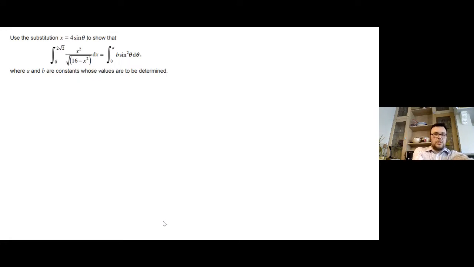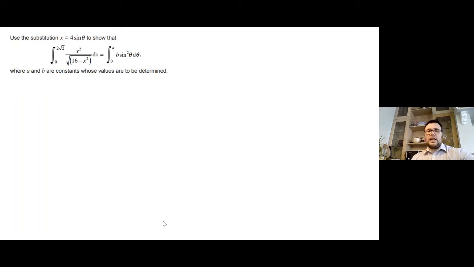So use the substitution that x equals 4 sine theta to show that this is actually b sine squared theta. Okay, so if we have, I know it's a strange one, but if you think sine to the minus 1, the differential of sine to the minus 1 is in your formula booklet, and it goes to 1 over the square root of 1 minus x squared.